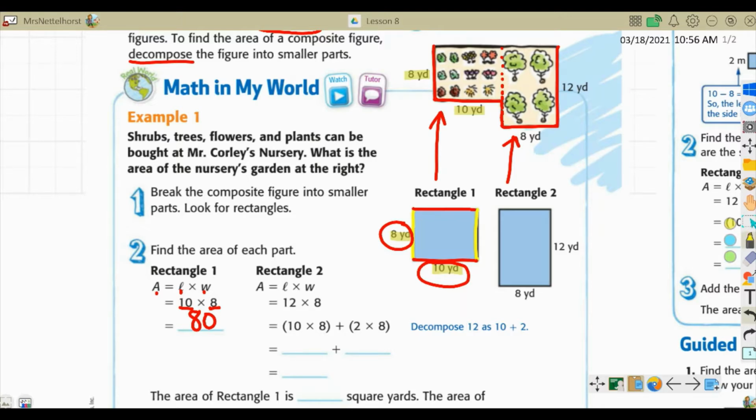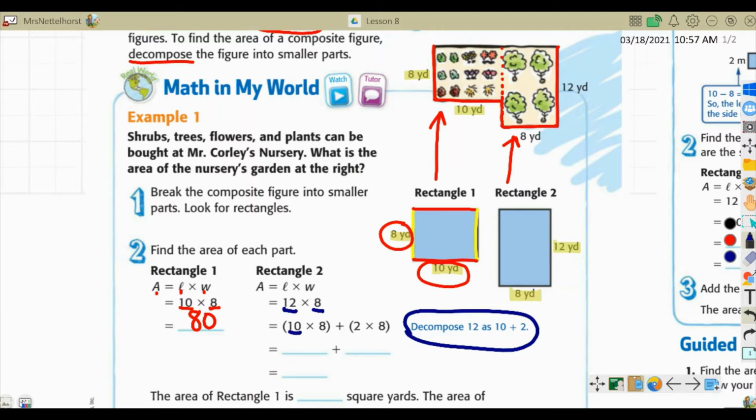Okay, we have the length, the long side is 12 yards, and the width, the short side, is 8 yards. So let's go ahead and fill that in. Okay, so 12 times 8. So now they're going to decompose 12 for distributive property into 10 plus 2. So we're combining a lot of stuff here. So we have 10 times 8 plus 2 times 8.